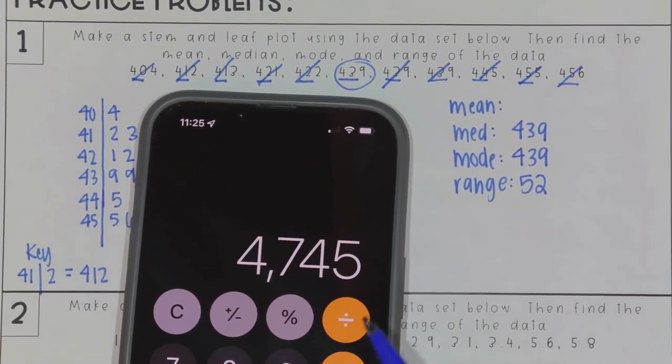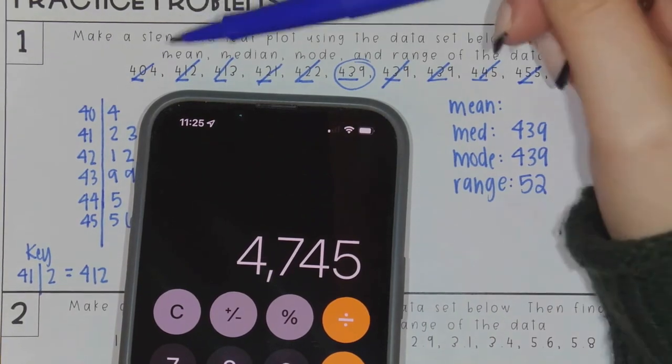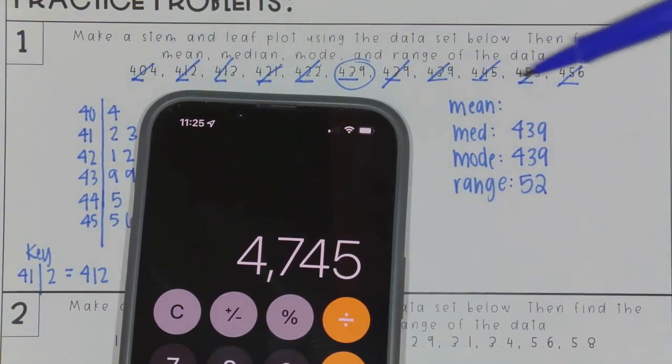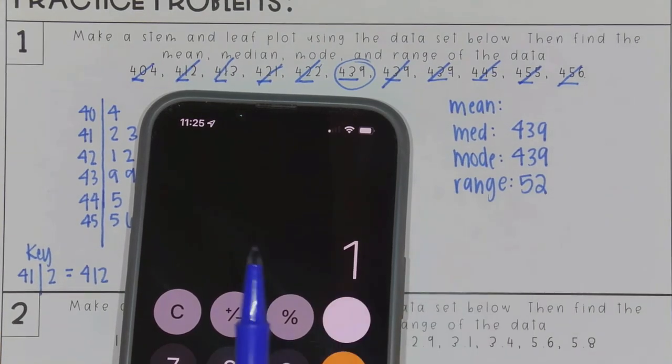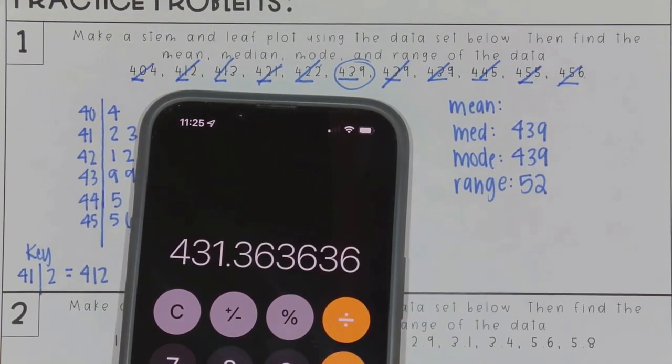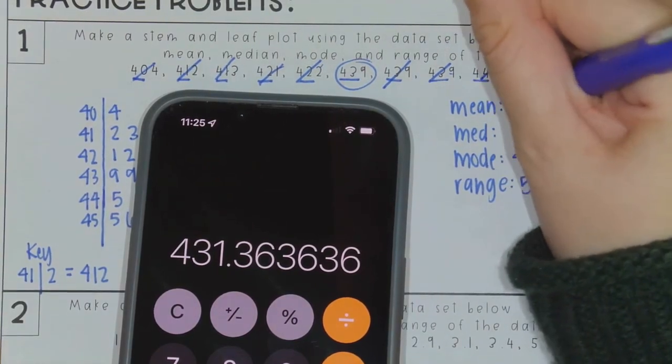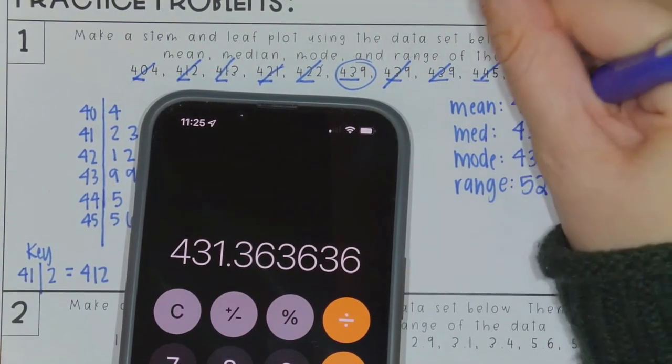And now that I have this, I need to count how many numbers I have in my data set. So that'd be 1, 2, 3, 4, 5, 6, 7, 8, 9, 10, 11. So divided by 11 gives me this number right here. I am going to round to the nearest tenth. So that'd be 431 and 4/10.